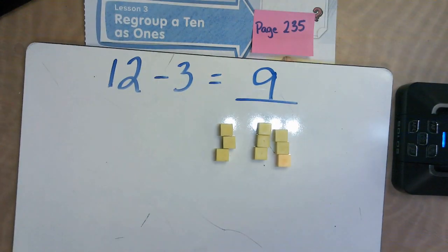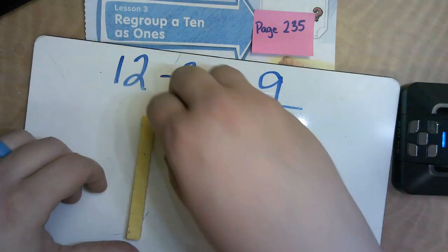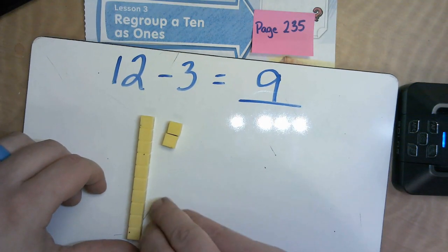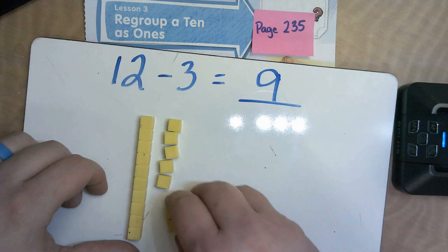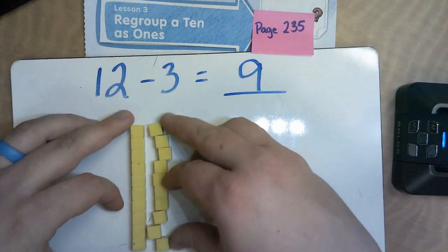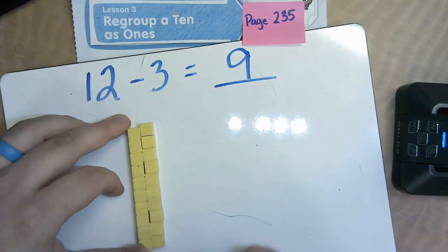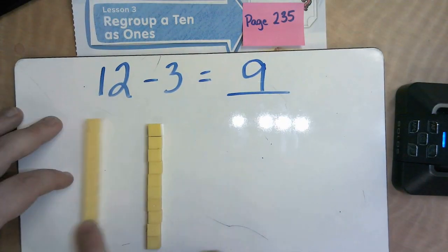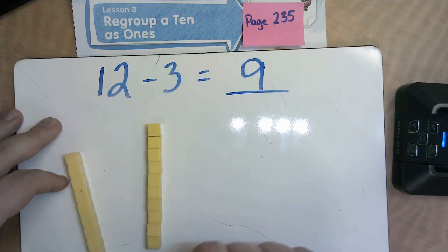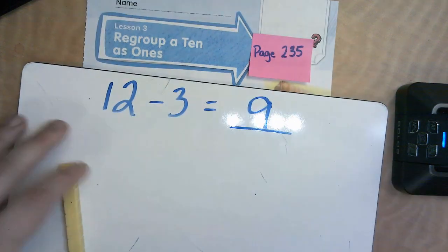And that's exactly what we're going to be working on today, as we are working to regroup a 10 as ones. And all that means is we're taking a straight like this, and instead of it still being a straight, we're going to break it into 10 smaller ones. It's worth the exact same. When I line it up, you're going to see they are the exact same size. But one of them is a 10, and one of them is 10 ones. I can't break this apart at all, but this I can take pieces away from. So that's what we're going to be working on today.